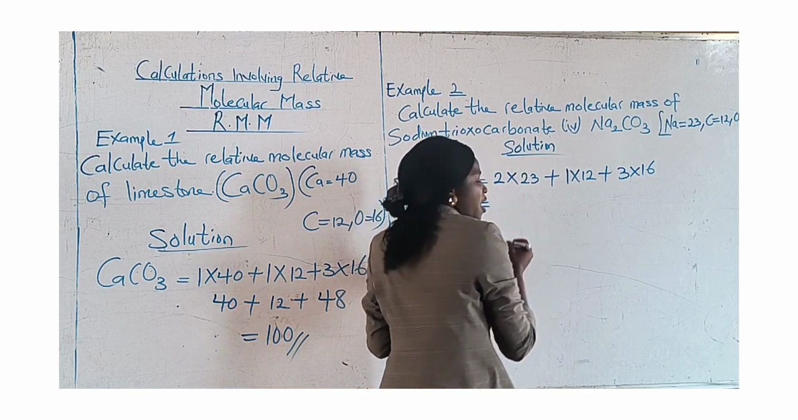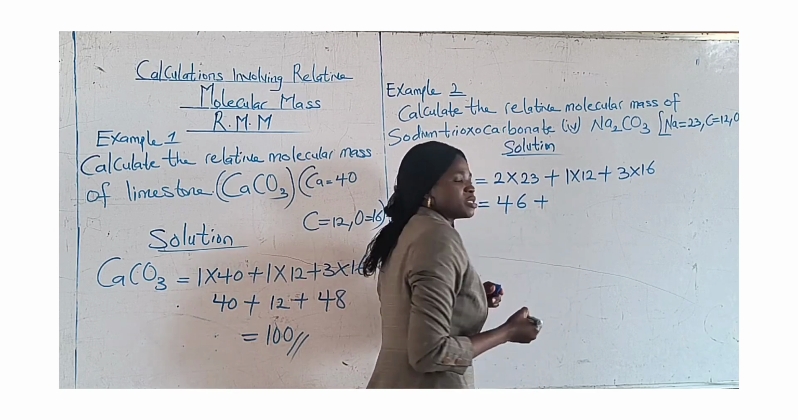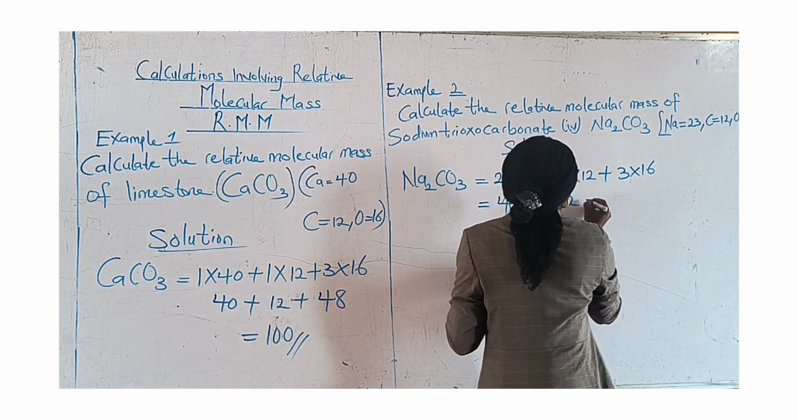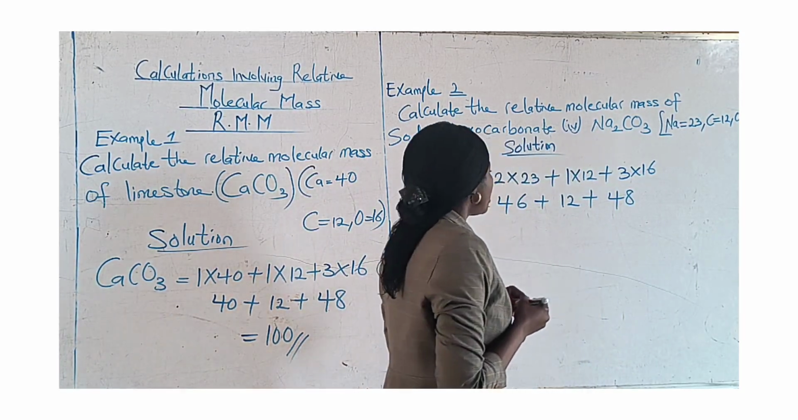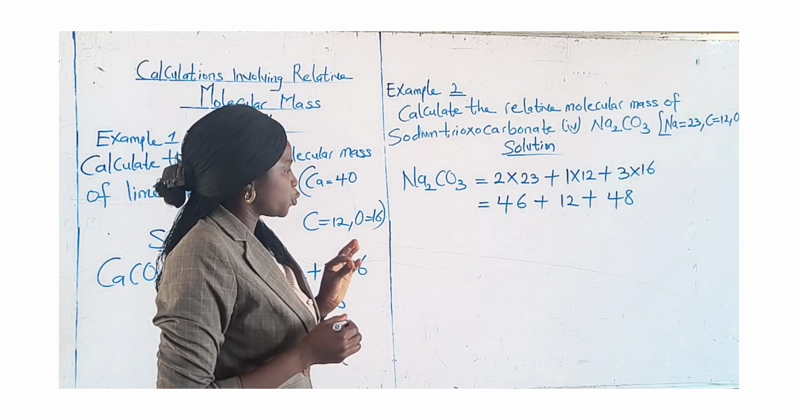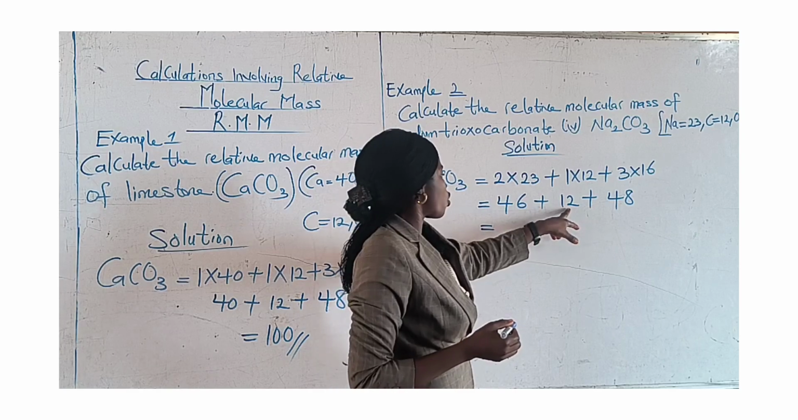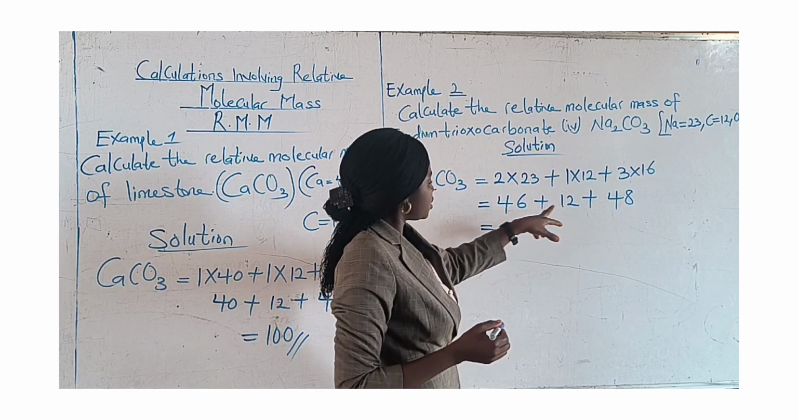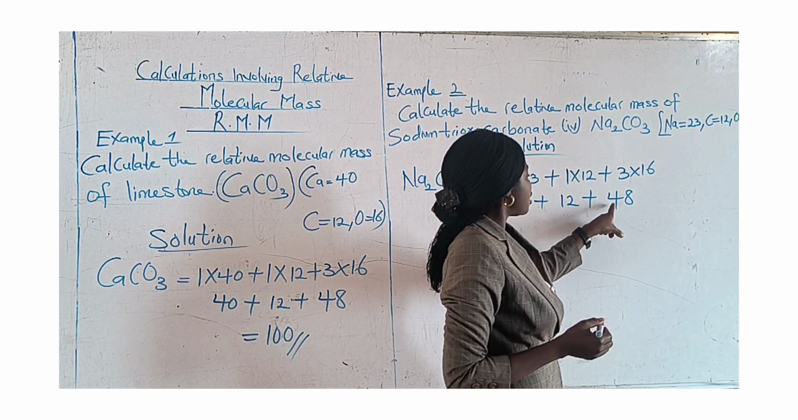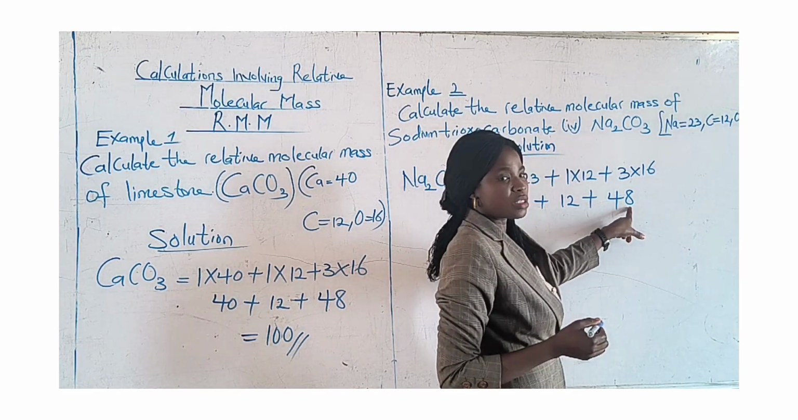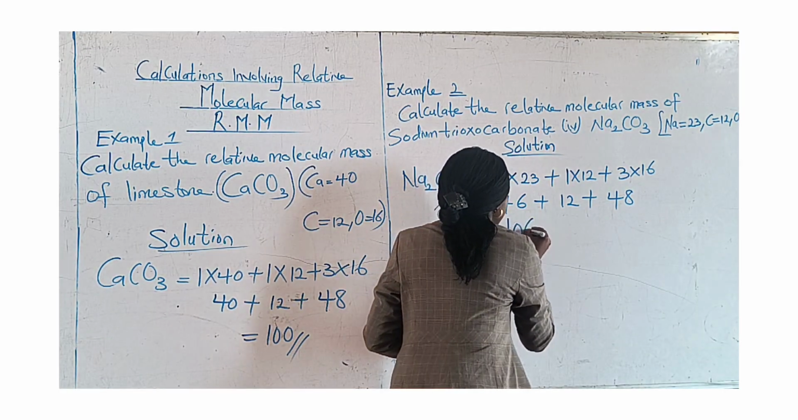Good. So what do we have here? We are having 2 times 23 is what? 46. Plus 1 multiplied by 12 is what? 12. 3 multiplied by 16 is what? 48. Good. So now we are going to add these together to get our final answer. So let's go. That's 46 plus 12. That is 58. Good. 58 plus 48. That is 106. Good. So we have 106.